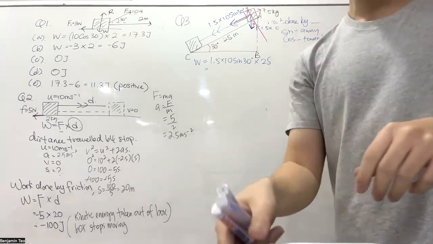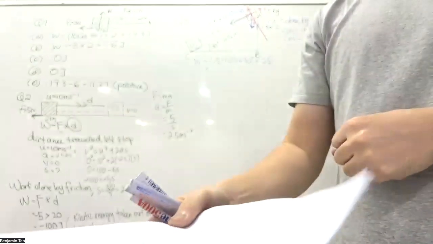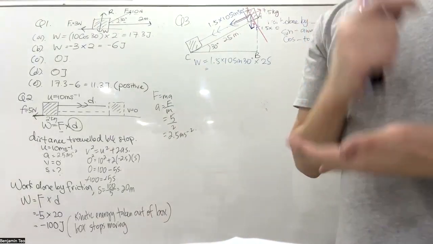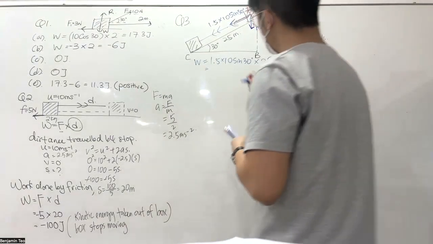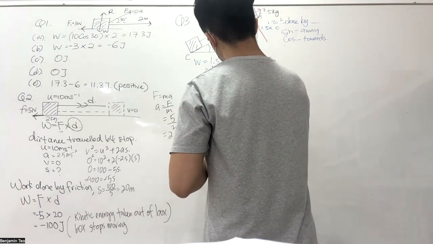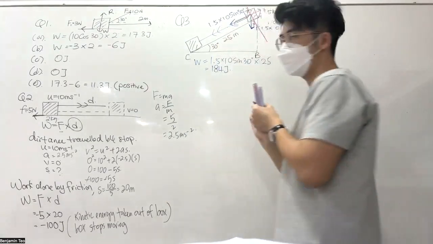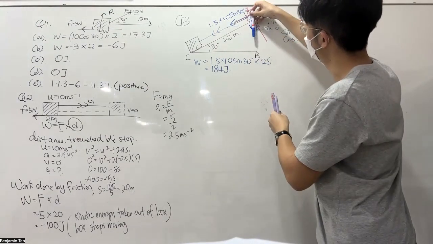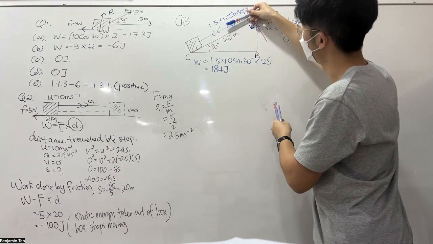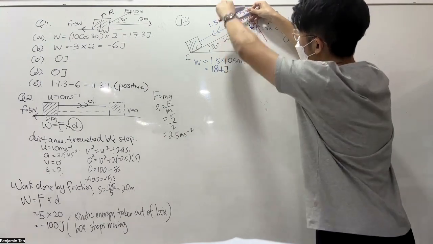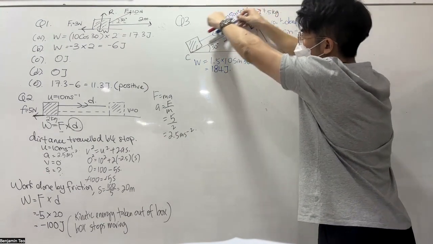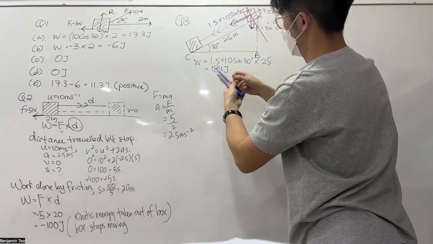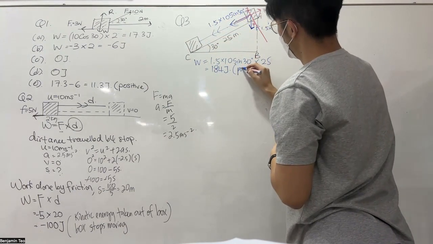Okay, W is how much? 184 joules. Is it a positive work or a negative work? The weight is downward, right? After I resolve it, it's pointing in this direction, so same direction as the distance. That is a positive work. Positive. Same direction as distance.